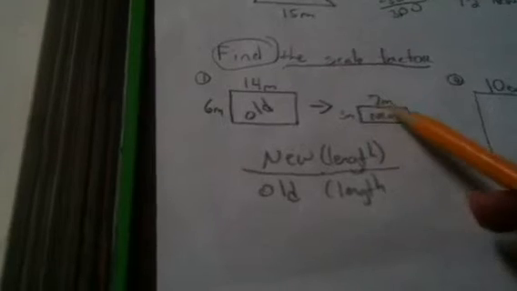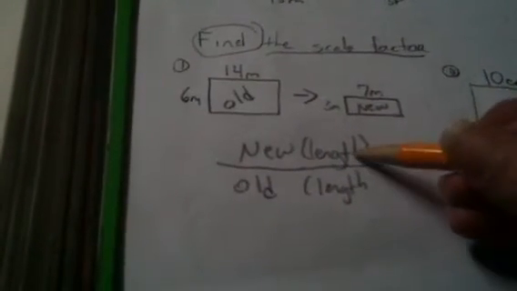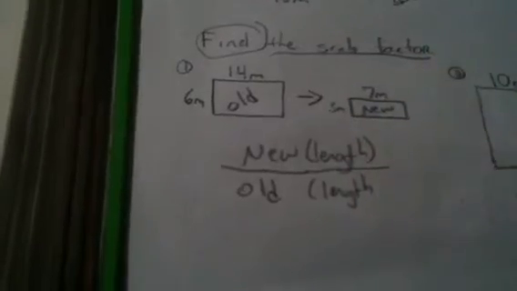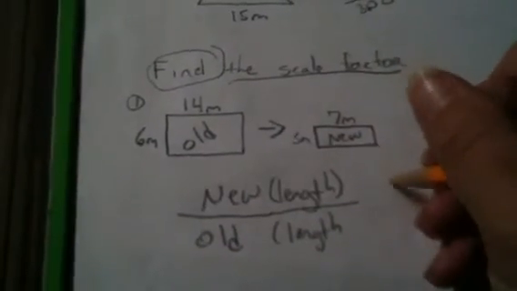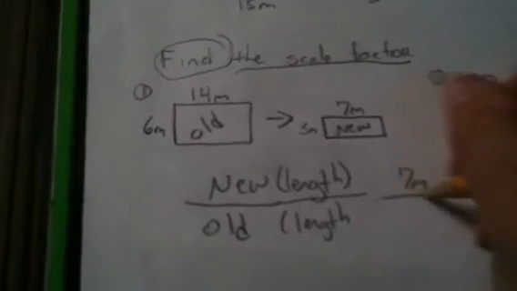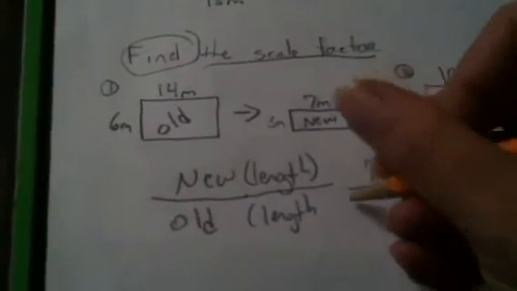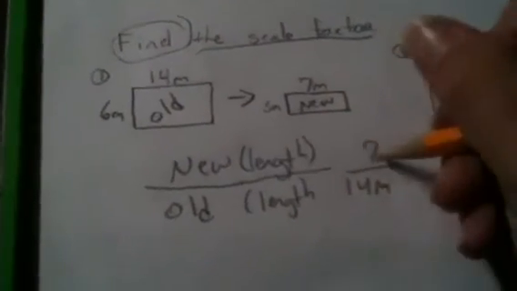It went from being a 6 meter by 14 meter to being a 3 meter by 7 meter. Okay, so for my new length, you can pick either side. You can pick to work with 6 and 3 or 14 and 7. Well, my new length, let's pick the top, was 7 meters. My old length was 14 meters. And here is the answer for your scale factor.